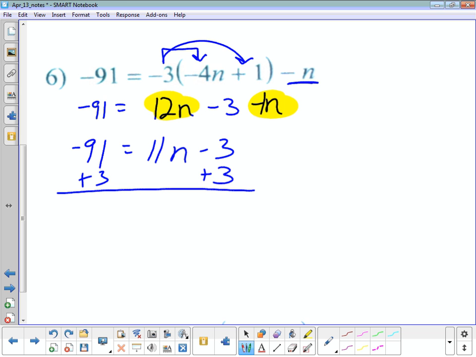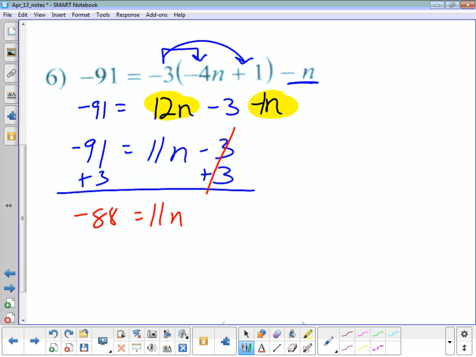So on my right, the 3's cancel. I'm left with an 11n. On the left, I have a negative 91 plus 3. They're opposite signs, so I'm going to subtract them. 91 take away 3 would be an 88. But I got to keep the sign of the 91, so that's going to be a negative 88.